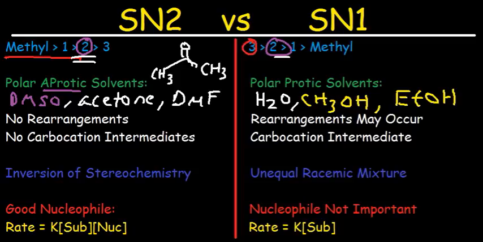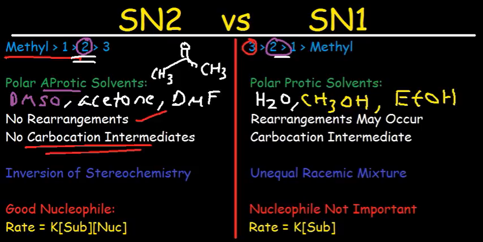SN2 reactions occur with no rearrangements. In SN1 reactions, a rearrangement may occur. We're going to go over some examples. SN2 reactions have no carbocation intermediates. Basically, the entire reaction occurs in a single step. So SN2 reactions are considered to be a concerted reaction mechanism.